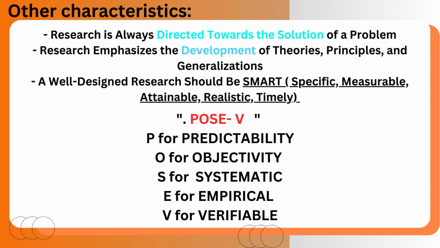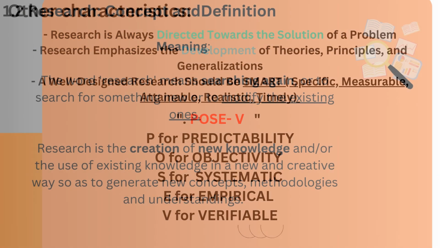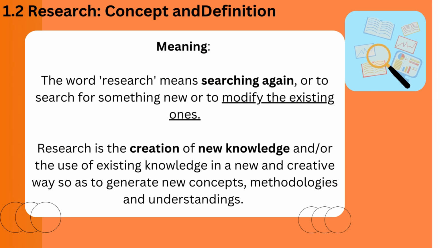For easy memorization, I have mentioned a word which is POS-V. P for predictability, O for objectivity, S for systematic, E for empirical and V is for verifiable. So it's assumed that we are clicking our picture with a victory symbol with our fingers. So now let's go to the next subpoint 1.2, that is concept and definition of research.